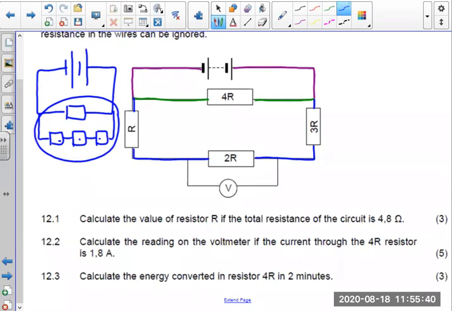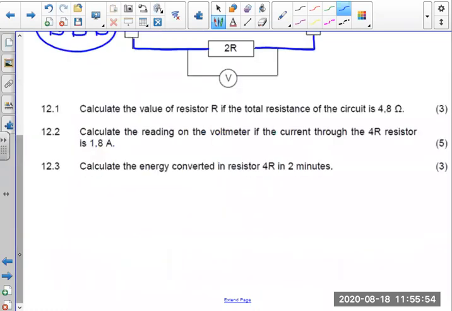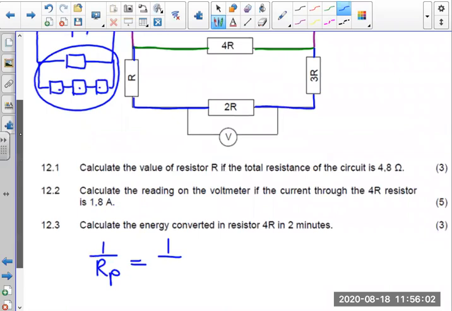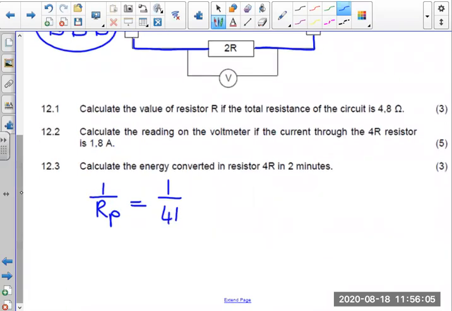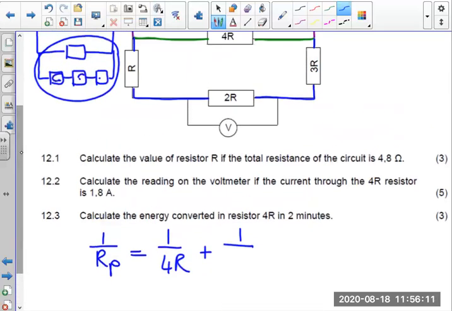Now they say we have to calculate the value for R if the total resistance is 4.8. So we work in terms of R. So we're going to do the following. Going to say 1 over R parallel equals 1 over 4R, the one at the top, plus 1 over, and now I add all the R's for the one at the bottom. So it's R plus 2R plus 3R. It's going to give us 6R.